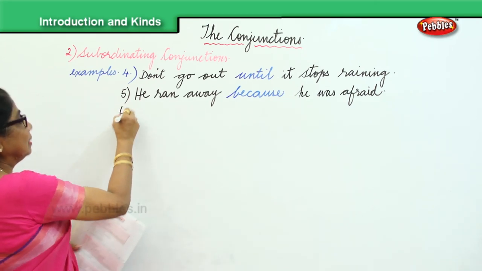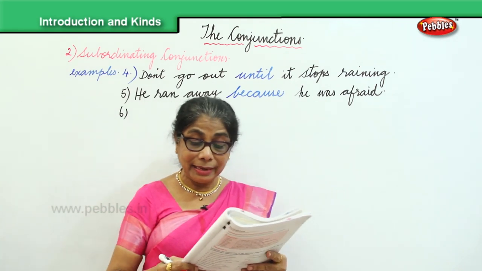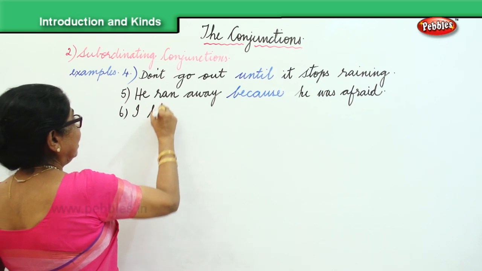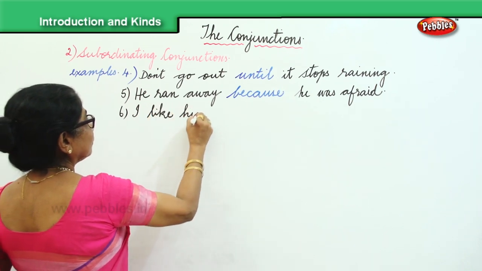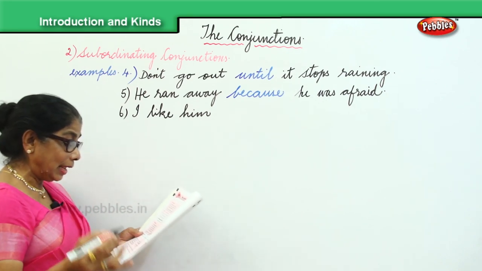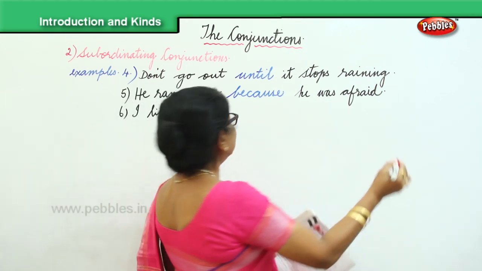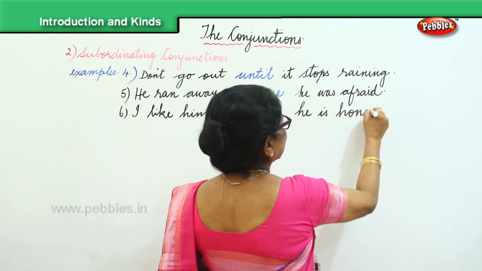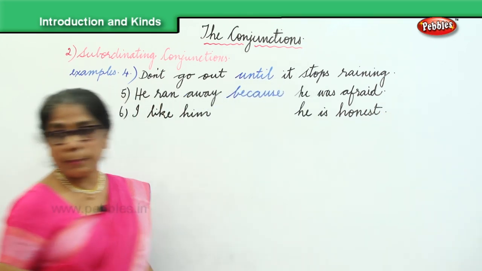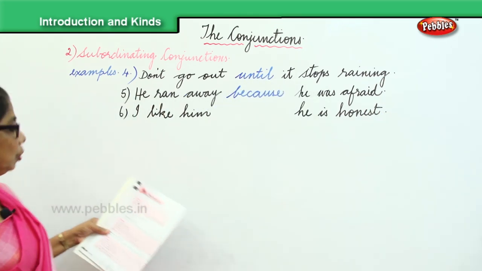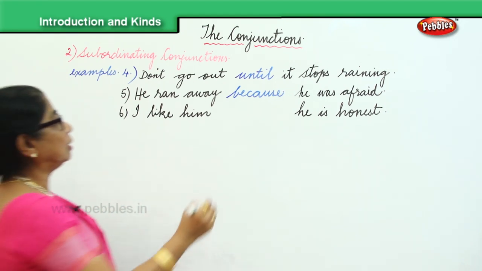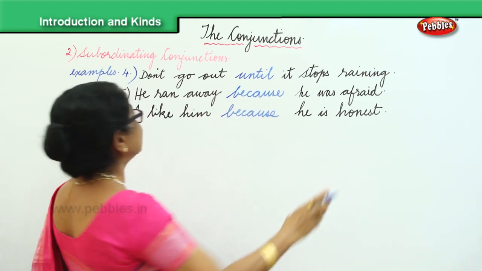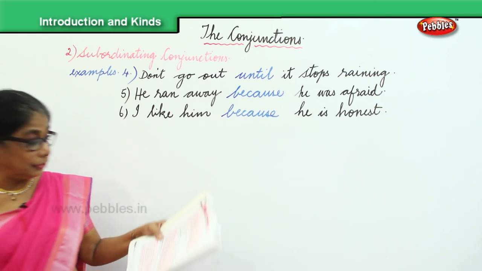Now, the next sentence here I have is, I like him because he's honest. I like him. We're talking about the likeness. You like him because he is honest. You're talking about the honesty. You're talking about liking the person. And how do you join? I like him because he is honest. So we're doing a subordinating conjunction.